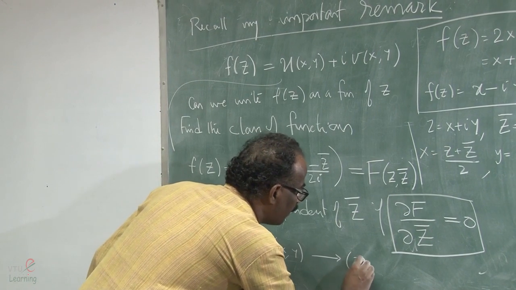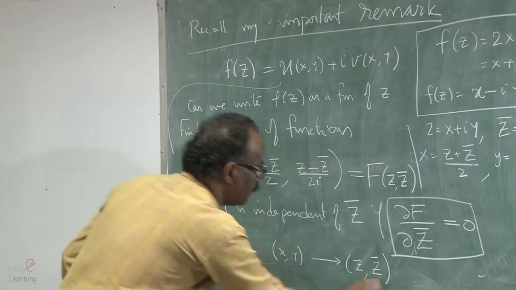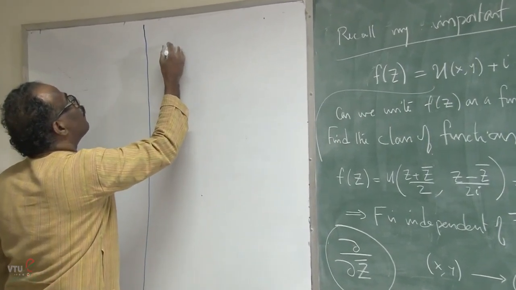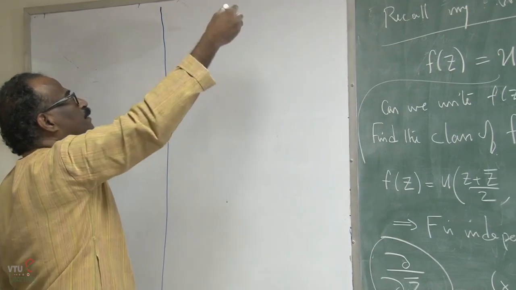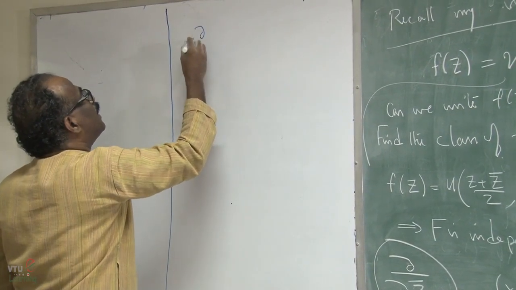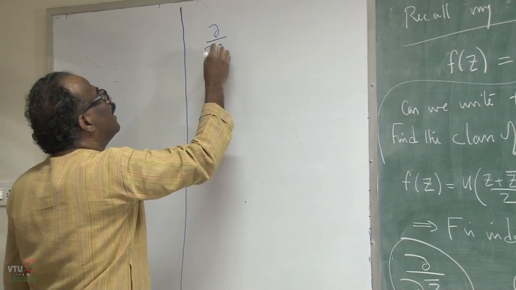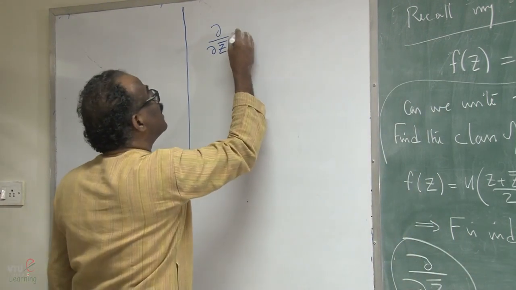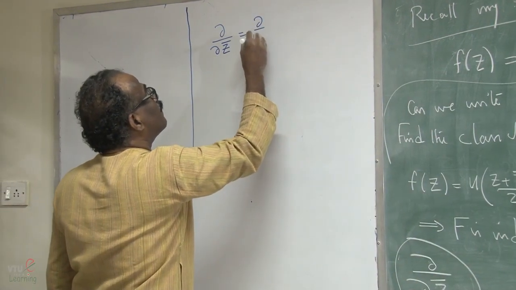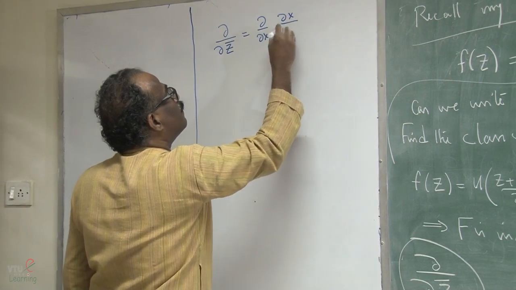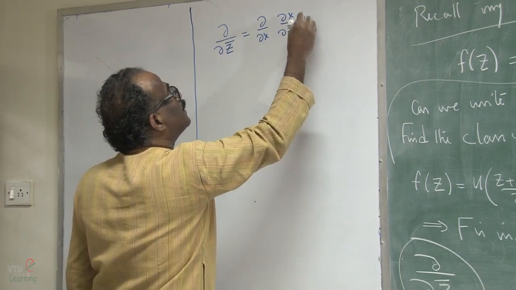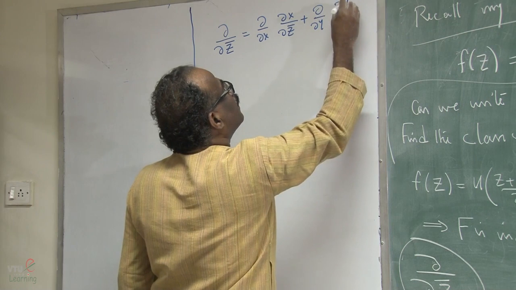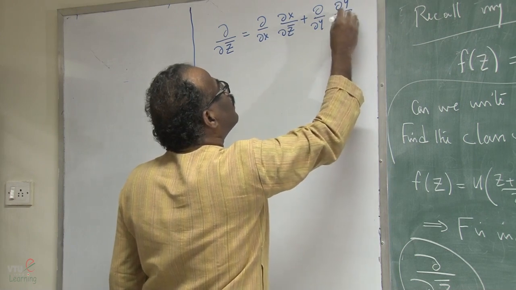Correspondingly, you have the variables z and z bar together. With respect to this, you can apply the composite function formula. If it's a function of something, you can do that differentiation. So take d by dz bar, and z bar is a function of x and y. So you differentiate with respect to x, d by dx into dx by dz bar, plus d by dy into dy by dz bar. Okay, you can do that.